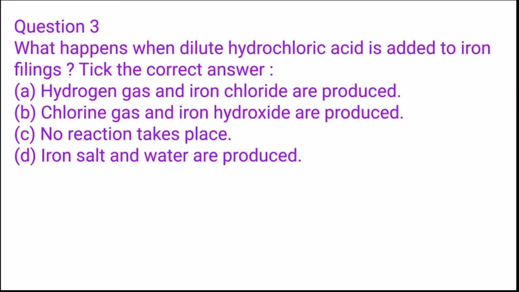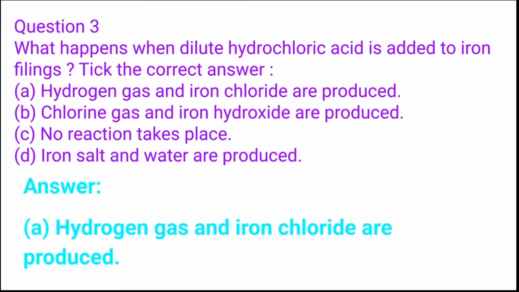Question number 3. What happens when dilute hydrochloric acid is added to iron filings? Take the correct answer. Hydrogen gas and iron chloride are produced. Chlorine gas and iron hydroxide are produced. No reaction takes place. Iron salt and water are produced. Answer is hydrogen gas and iron chloride are produced when dilute hydrochloric acid is added to iron filings.